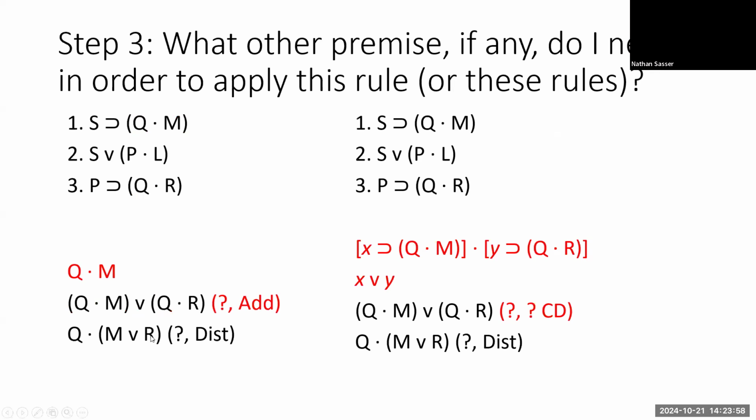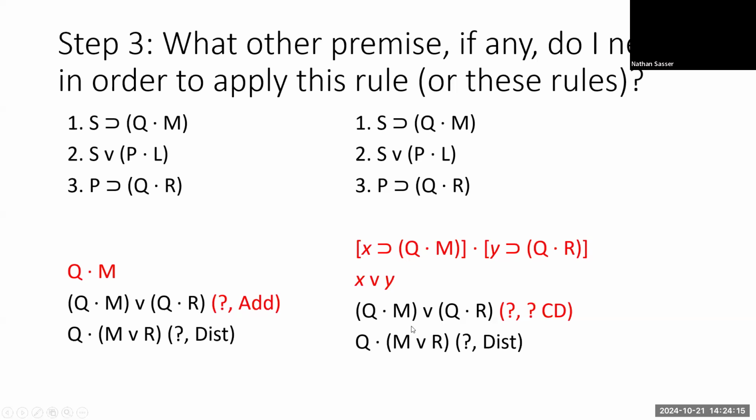So if I want to do the addition route, then first I'm going to need to prove one of the disjuncts. I'm going to need to prove Q and M. If I know Q and M is true, then Q and M or anything is true. Okay, so I could go that route. Or I could go the constructive dilemma route.